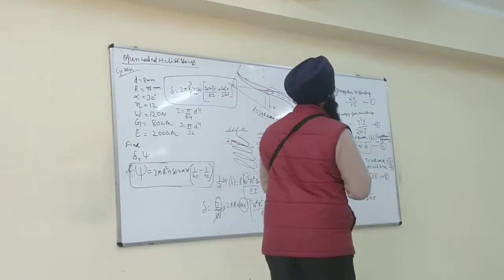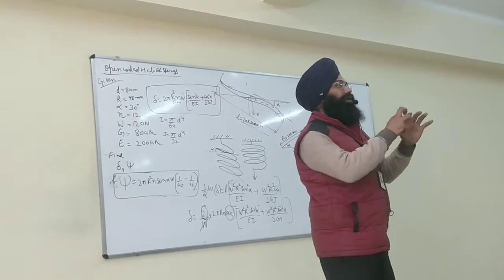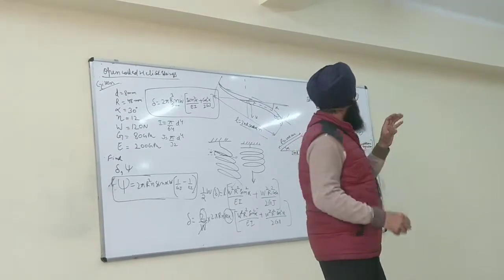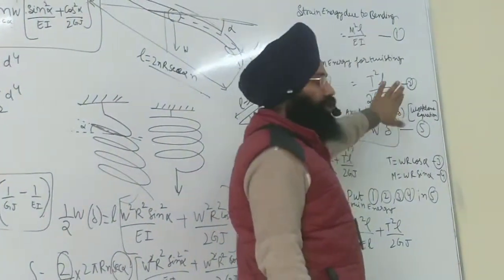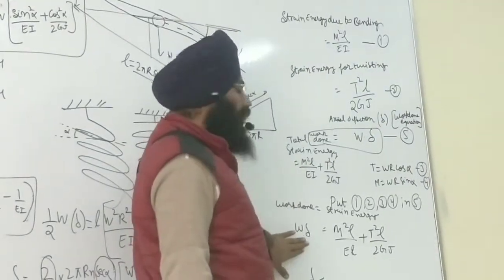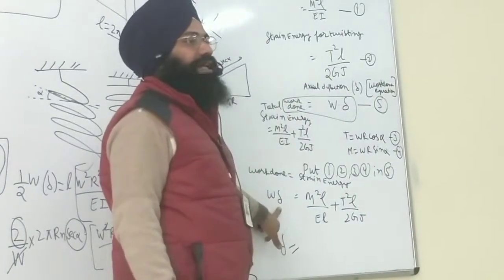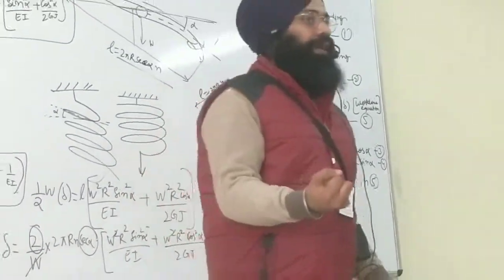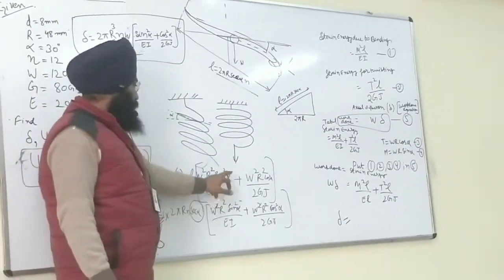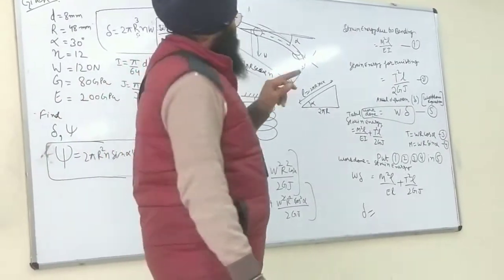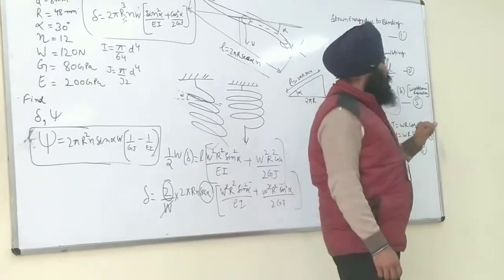So now you know that work done will be equated to the strain energies, because the work done has to be stored inside the spring. So W into delta is equal to the work done by the moment and the torsion. We equate the work done with this moment and torsion. We calculate the value of the deflection, that is the downward movement caused by the helical spring. So now I equated these two equations, put the value of M as W R sin alpha and T as W R cos alpha.